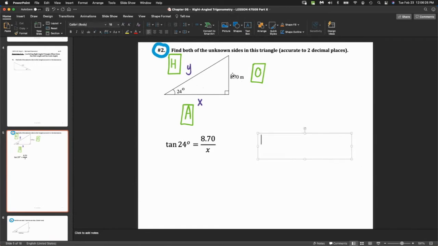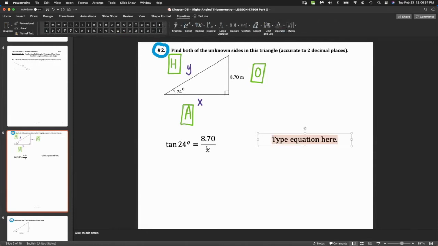Now, I want to use 8.70. I don't want to use X because X here is rounded. When I get X here, it's going to be a rounded value. You want to use the most original and therefore the most accurate information when you're solving. Also, some of you will say, well, I could get X first and then use the Pythagorean theorem. And you could do that. But for me to teach it to you, I want to show you the most accurate way of doing things. So I'm going to use the most original numbers in the question.